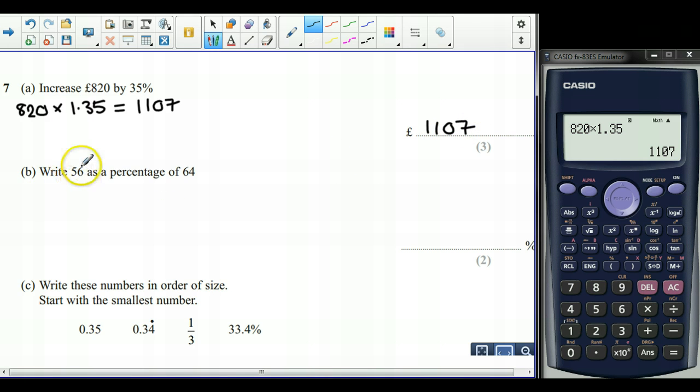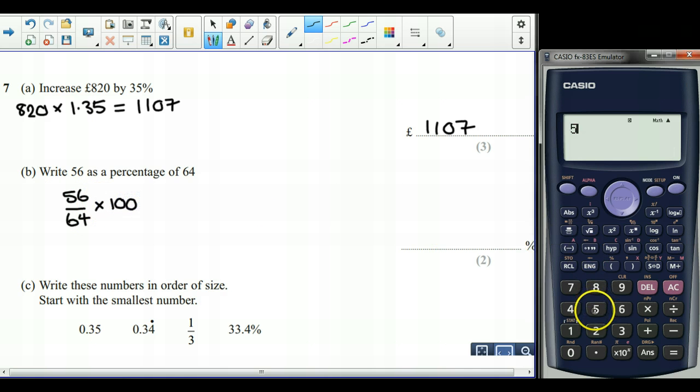For the second question, it's asking us to work out what 56 as a percentage of 64 is. It's like working out your test score on a test. So 56 out of 64, and to turn it into a percentage we times it by 100. So we've got 56 divided by 64. You can see that 7/8 as a decimal is 0.875, times that by 100. And we see that we get 87.5%.